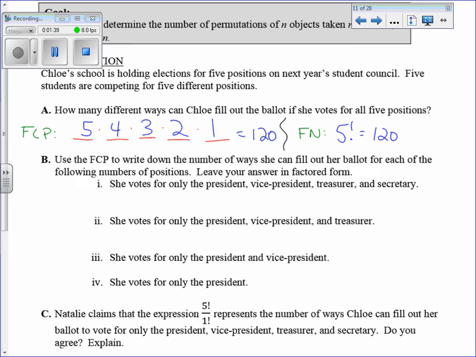What if she votes for only the president, vice president, treasurer, and secretary? So she only votes for 4 positions instead of 5. And there's still 5 people running, but now instead of voting for 5, she's only going to vote for 4. That doesn't change, right? 5 times 4 times 3 times 2, because the times 1 is redundant. It happens at the end of it. So that doesn't change, because that last person by default gets the last position.